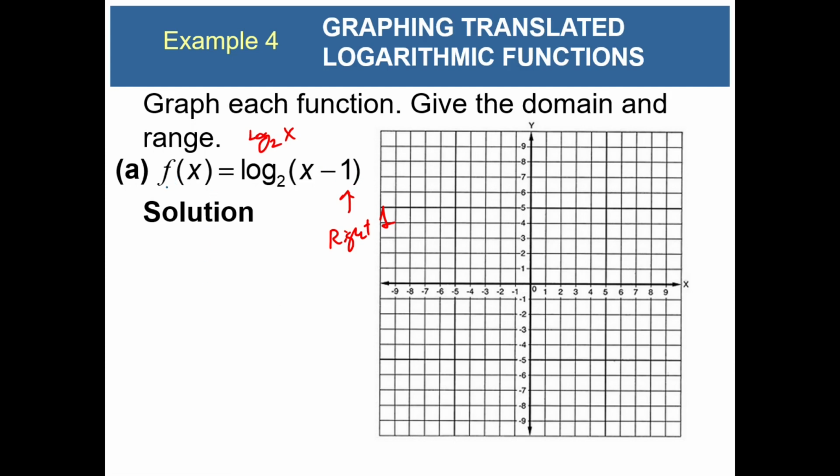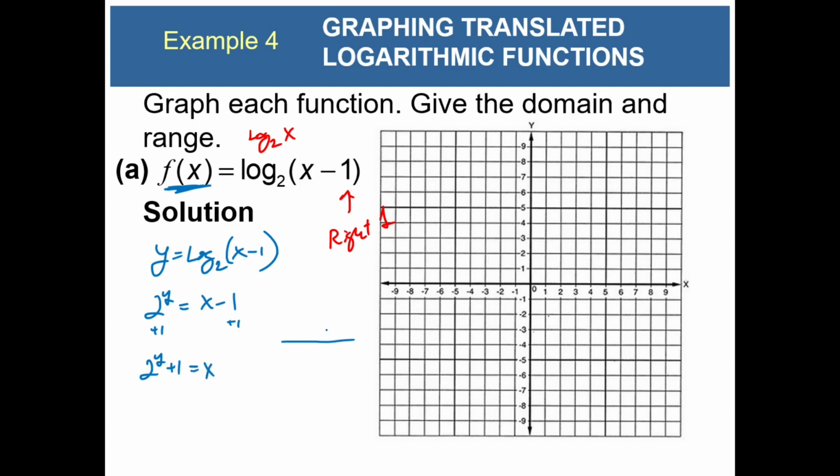We'll start the process the same way. We'll replace f of x with y. Y equals log base 2 of x minus 1. Our base is 2. Our exponent is y. So we have 2 to the y equals x minus 1. Now it's time to plug in some values. And if you look, it's easier to plug in y and then solve for x. So I'm going to add the 1 to both sides first. And we have 2 to the y plus 1 equals x.